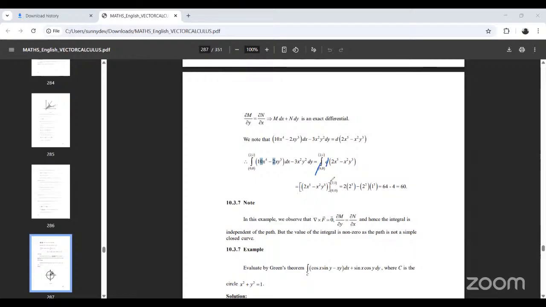So in place of x we substitute 2 and in place of y we substitute 1. After that, minus, in place of x we substitute 0 and in place of y we substitute 0. So finally we are getting 64 minus 4, which equals 60. Okay, so this is the result.